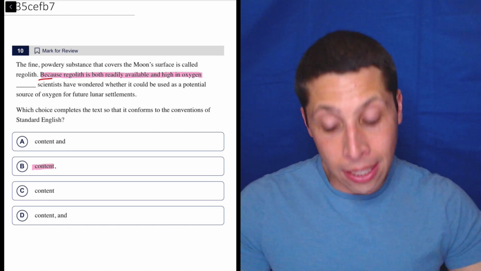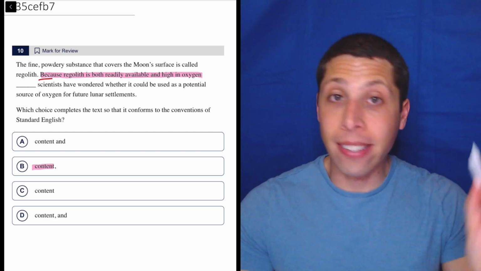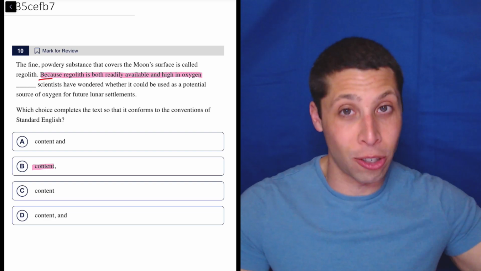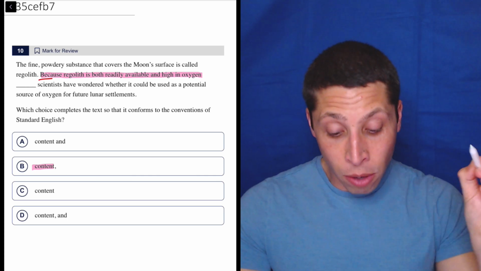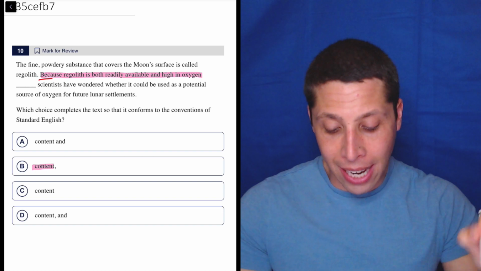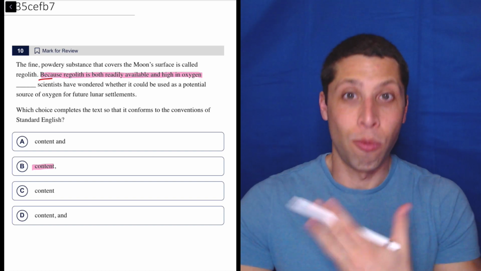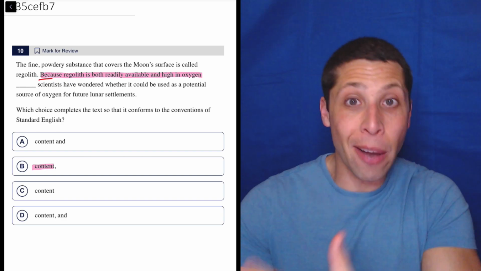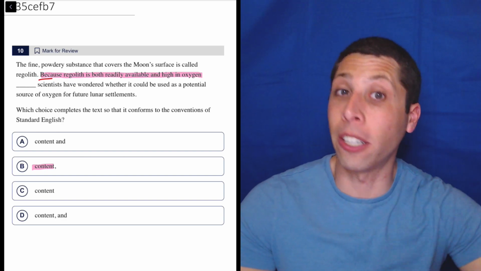It's leading into something. The word "because" is doing a lot of work here, telling us that that is not a sentence. It's a lead into a sentence. It's a fragment. If the "because" weren't there, it's a sentence. "Regolith is both readily available and high in oxygen content." And this is why we have to always, whenever we're thinking about sentence structure, read the full sentence. We need to get that word "because" one word can completely change how you hear a sentence.